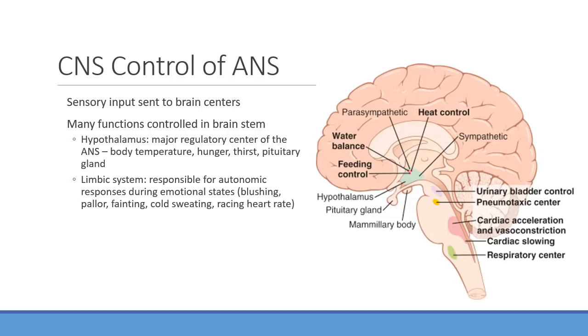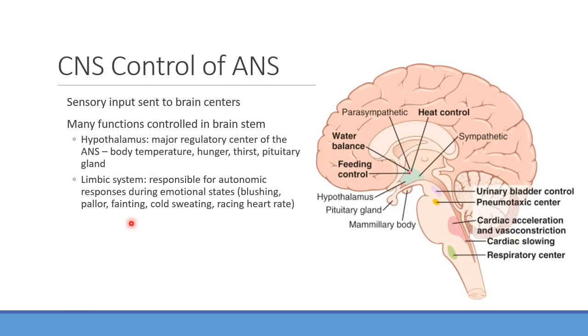Okay, so how do we control the autonomic nervous system? You're going to find that the main functions here are going to be mediated through the hypothalamus and also through the limbic system, okay? Now remember, the hypothalamus is going to be that major regulatory center that's controlling not only parts of the autonomic nervous system, but also the pituitary gland. So things like body temperature, hunger, thirst, all that's going to be regulated through there.